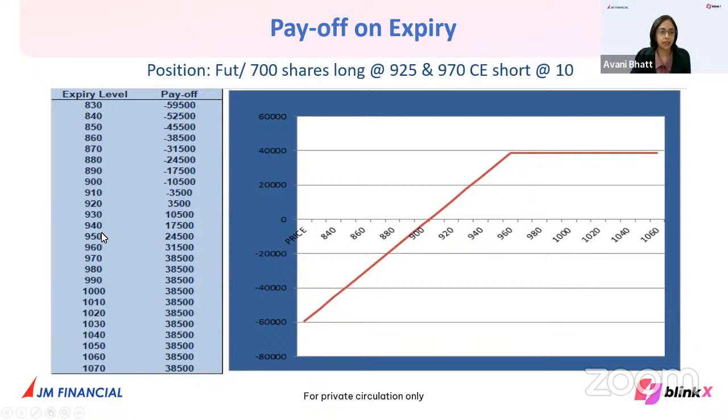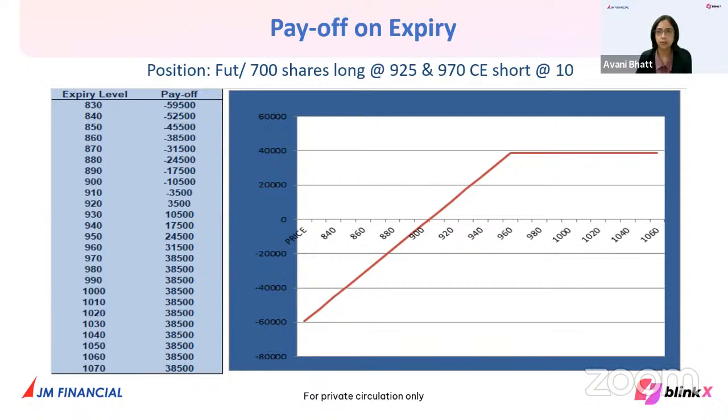At the same time, on the upside, the disadvantage is that, suppose the stock goes up to 1,000. Because you have sold the 970 call, you are restricting your profit above 970. So you have a fixed profit, from 970 onwards, till anywhere the stock goes, you are still making a profit. It's not a loss. So it's a win-win situation: even if the stock goes up, you are still making profit. If the stock comes down, you are making profit on the call that you have shorted.